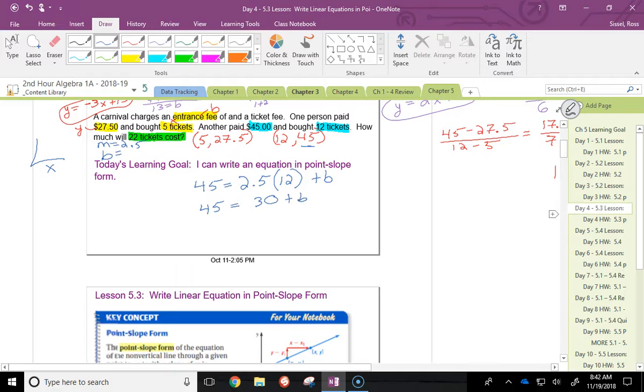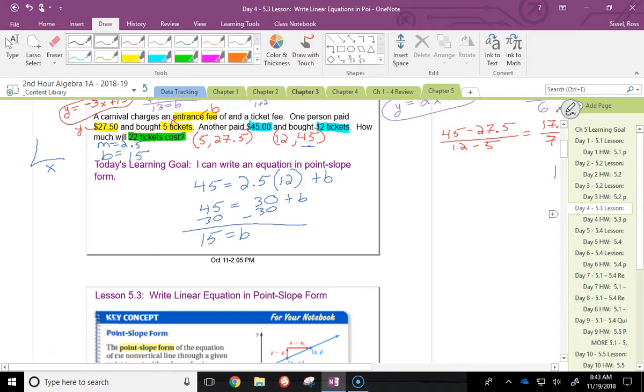Okay, we're going to subtract by 30. Welcome back. And we get 15 is B. So our y-intercept's 15. What did B stand for again? Briggs told us actually before. It's our entry speed.